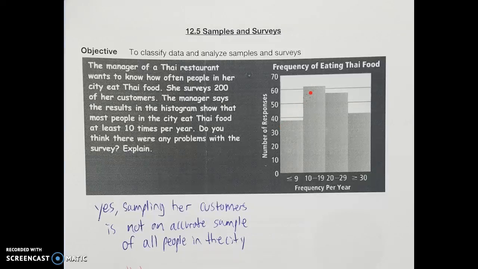So it looks like even if she took some accurate results and put those into a histogram, the issue in getting that survey in the first place is if you're sampling only customers at a Thai food restaurant, you expect them to eat Thai food a lot more than just people in general that haven't been to that restaurant. So yes, sampling her customers is not an accurate sample of all the people in their city. That would be the mistake with her sample. It'd have to be a little bit more accurate if we're trying to expand that to everyone in the city, not just Thai food customers.